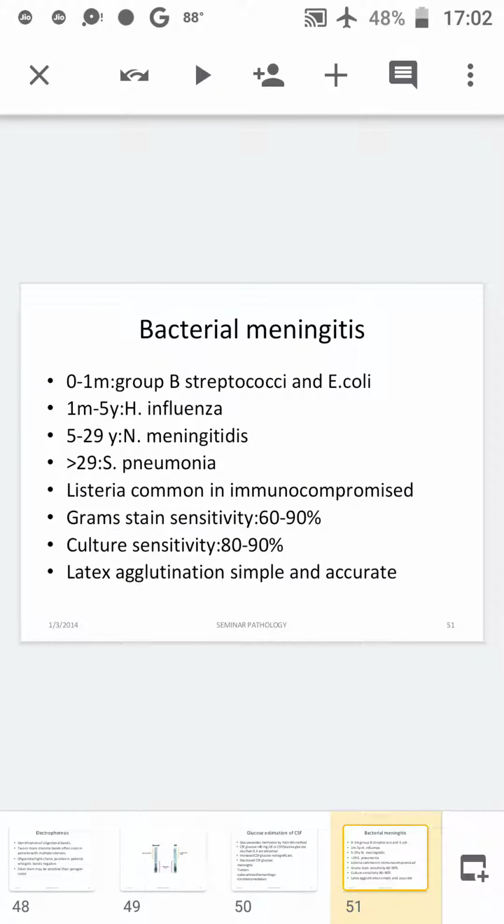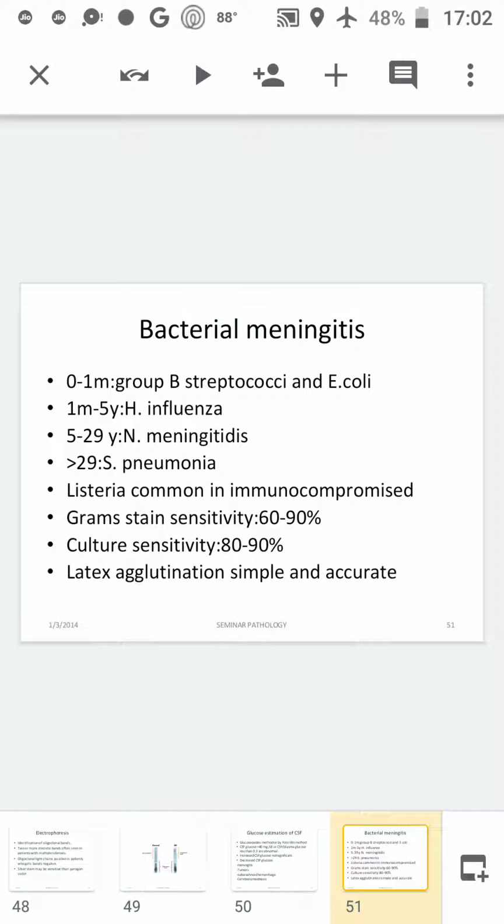Okay, coming to bacterial meningitis, which common bacteria affect which age group? 0 to 1 month, the most common bacterial organisms are group B streptococcal and E. coli. 1 month to 5 years is Haemophilus influenzae. 5 to 29 years is Neisseria meningitidis, and more than 29 years it is Streptococcus pneumoniae.